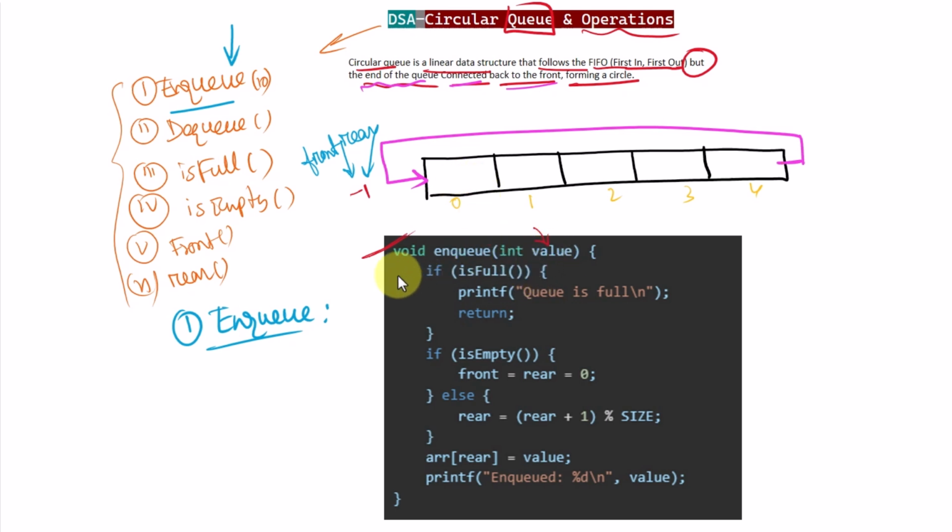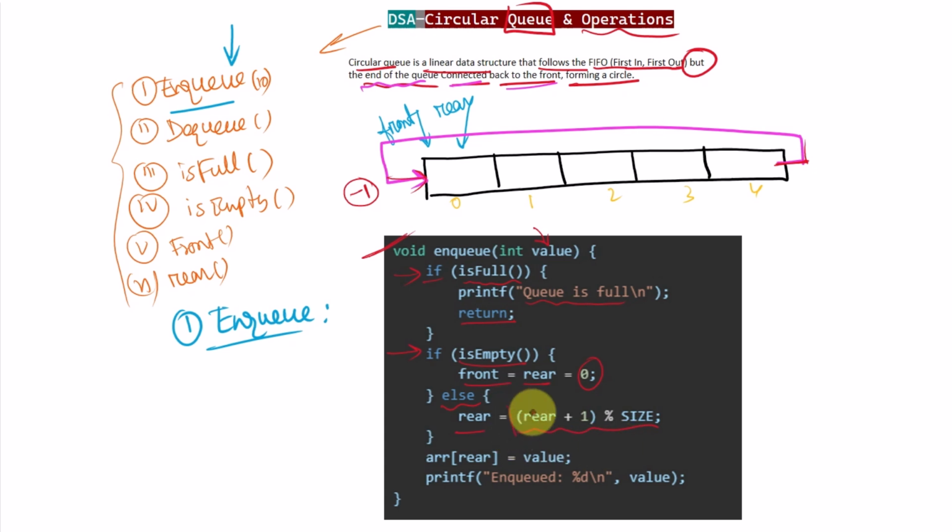First of all, we check if the queue is full or not. If the queue is full, then we print queue is full and then we return. Otherwise we check if the queue is empty. Queue is empty means both of these pointers are pointing to -1. In case the queue is empty, we initialize both the front and the rear to 0. That means both of these pointers will point to this 0th index. Otherwise, if the queue was not empty, we move the rear to the next position.